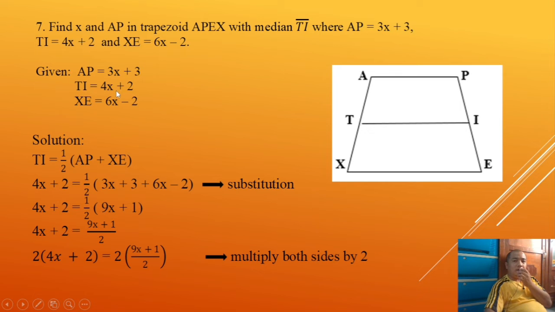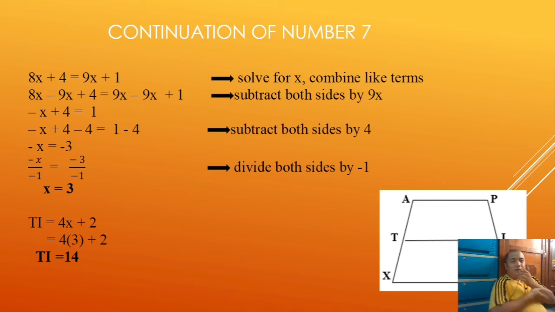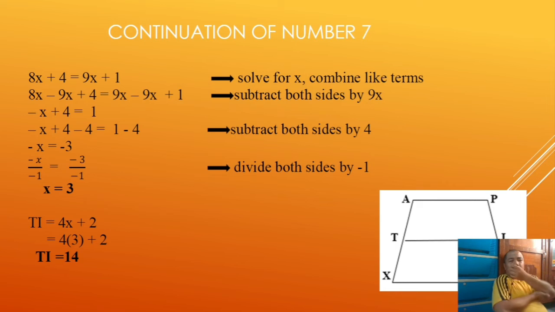Then substitution, what is TI? The given: 4x plus 2 equals 1/2, AP is 3x plus 3, while XE is 6x minus 2. Then combine similar terms inside the parentheses, 3x plus 6x, 9x, 3 minus 2 is 1. Then multiply both sides by 2, this becomes 8x plus 4 equals 9x plus 1. Tama ba? Yes. And then from here, let us solve for x.